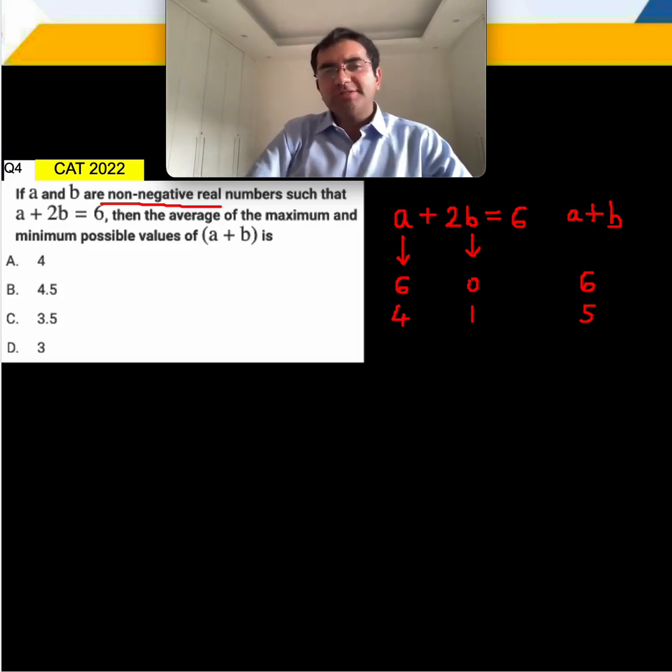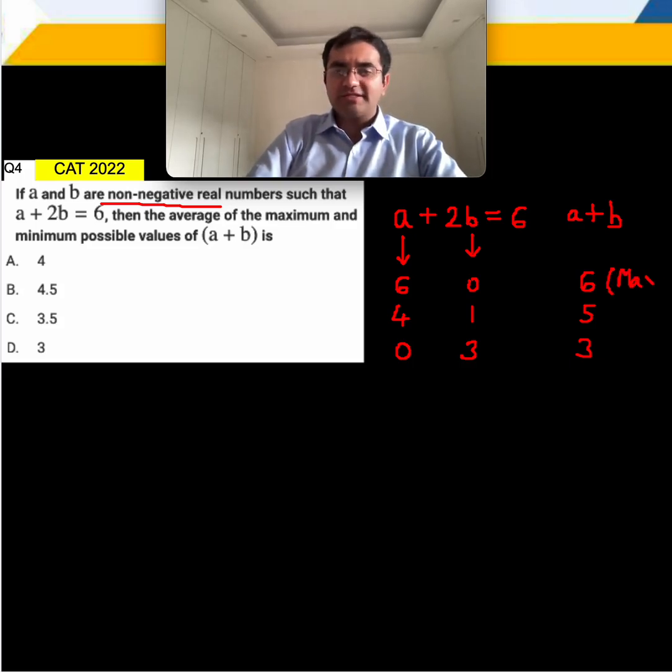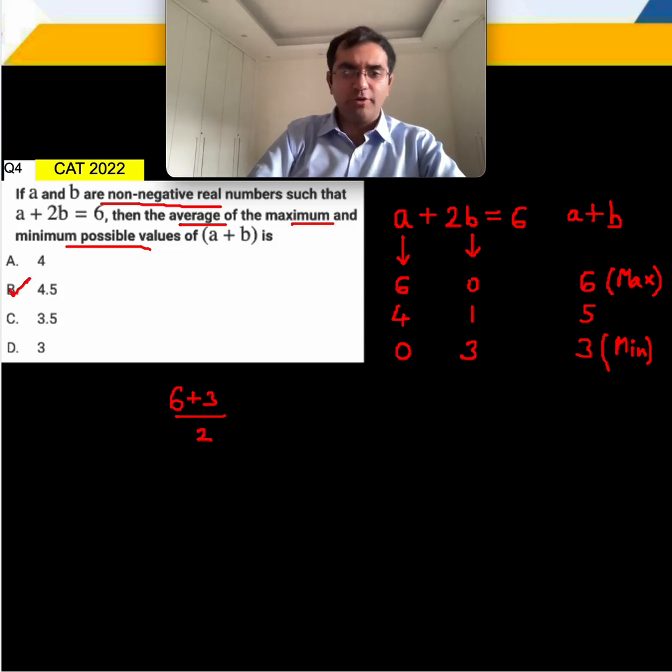So I go to the smallest value of a, that is 0. So b will turn out to be 6 upon 2, that is 3. So a plus b आपका 3 आ जाएगा. So a plus b का maximum value becomes 6 and minimum value becomes 3. So now the average of maximum and minimum becomes 6 plus 3 ka average, which is 4.5. Answer is B part for question number 4.